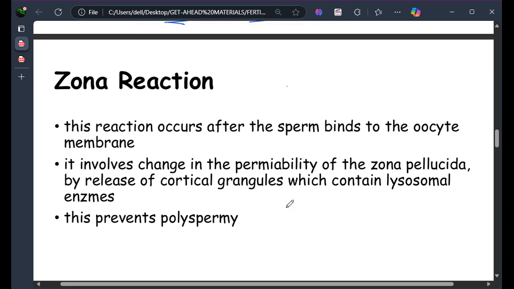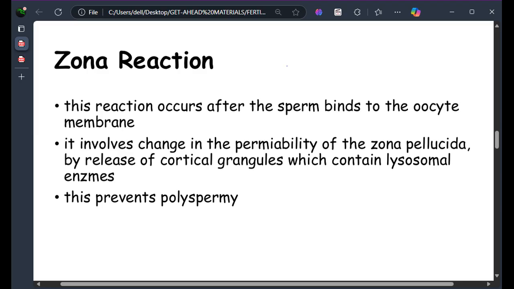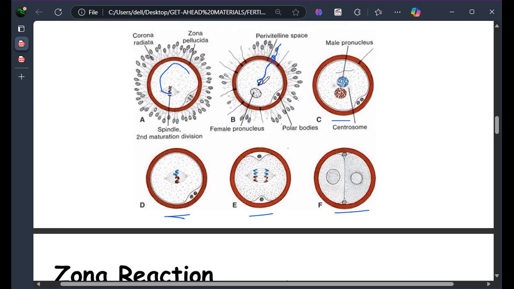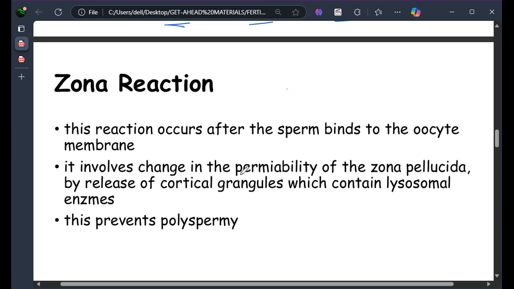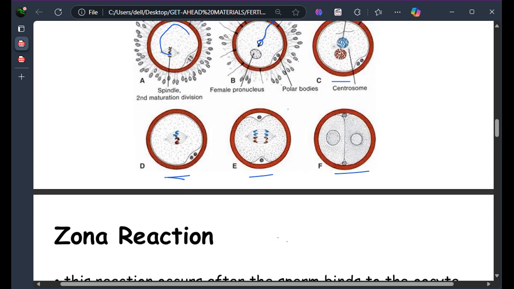Yes. So there is another reaction known as the zonal reaction that happens once the sperm binds to the oocyte membrane. There's a reaction that involves a change in the permeability of the zona pellucida by release of cortical granules, which contain lysosomal enzymes. This reaction prevents polyspermy. It makes the oocyte impenetrable to other sperms. It changes its configuration, basically.